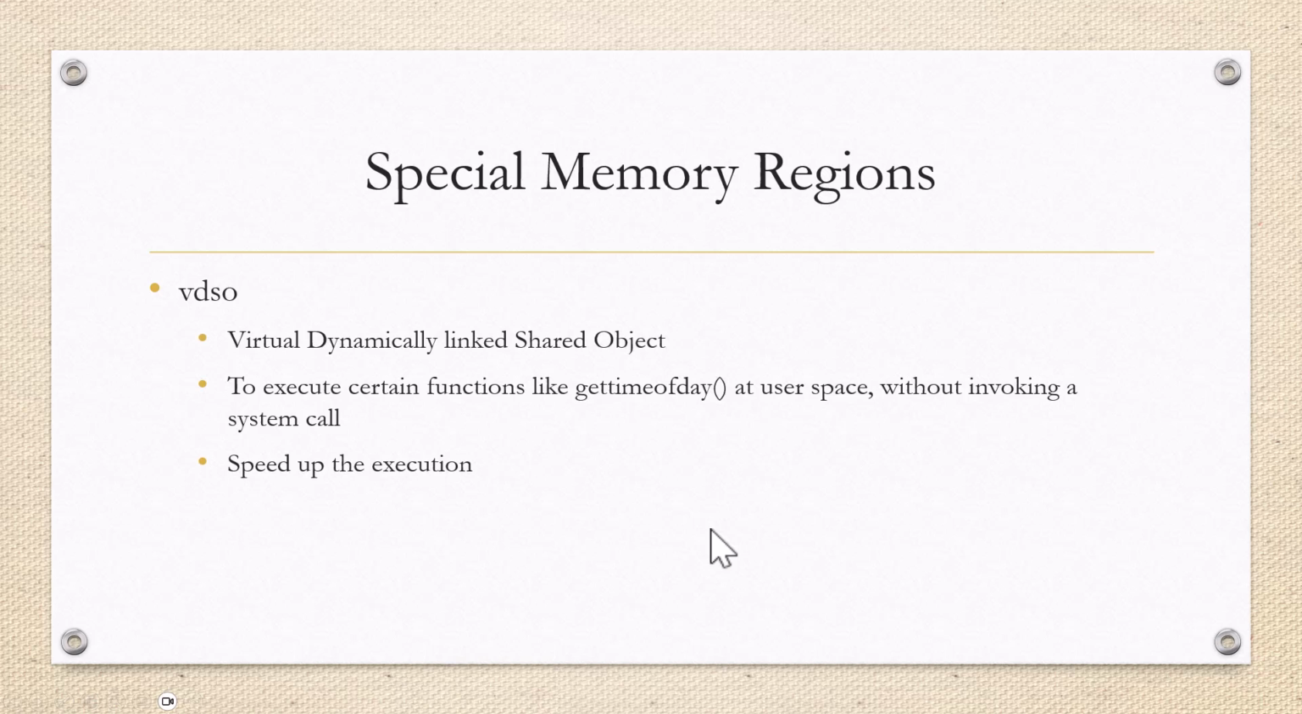Next we see what those special memory regions are. One of them is the VDSO. This means virtual dynamically linked shared object. This is used to execute certain functions like gettimeofday in user space. These are actually system calls. In order to speed up the execution, this library provides a user-level binding. For that, this VDSO section has been used.